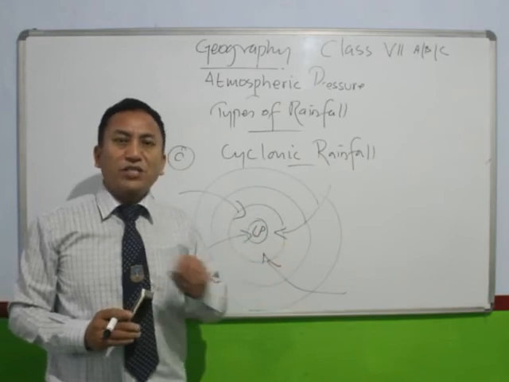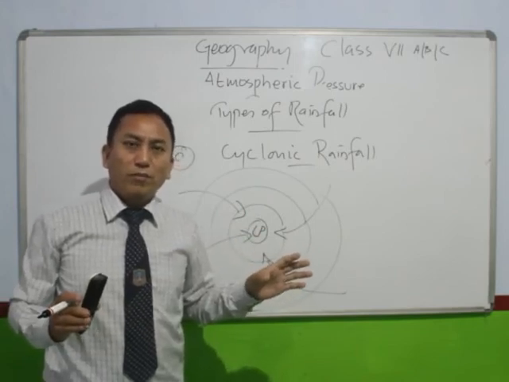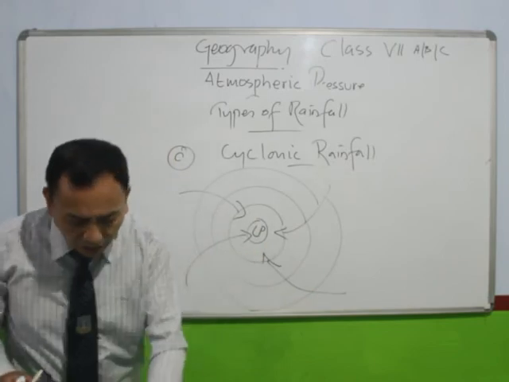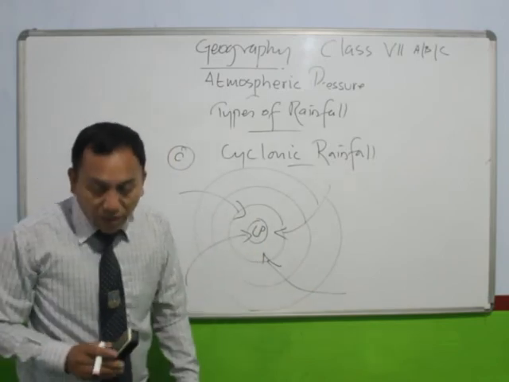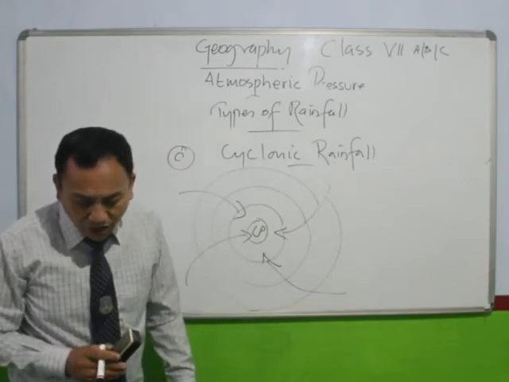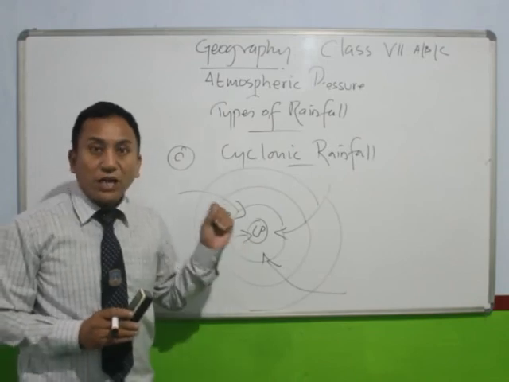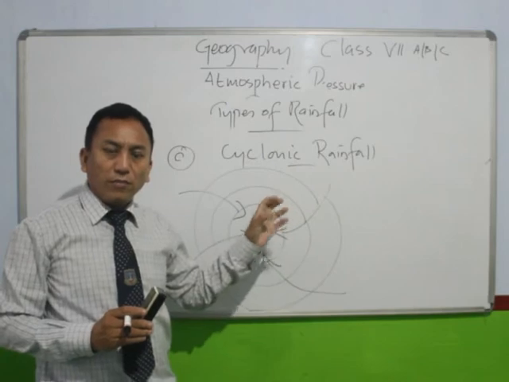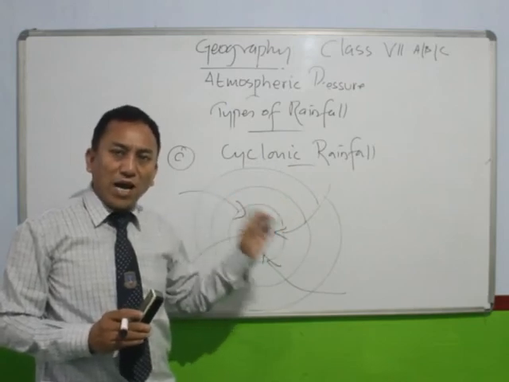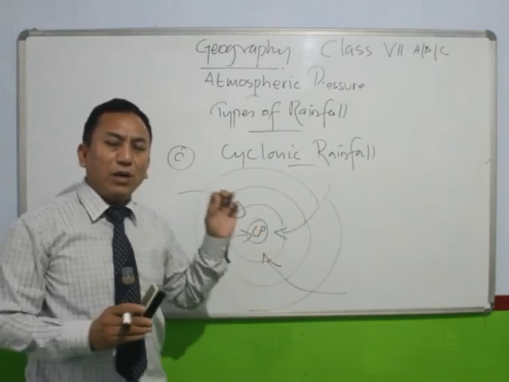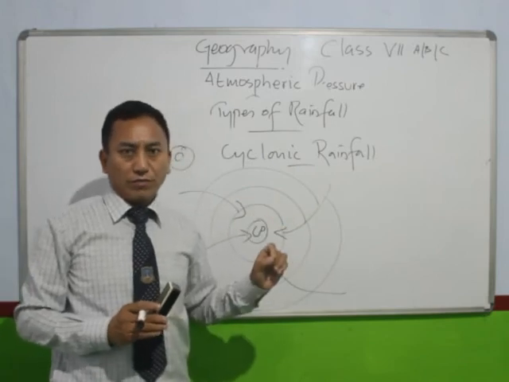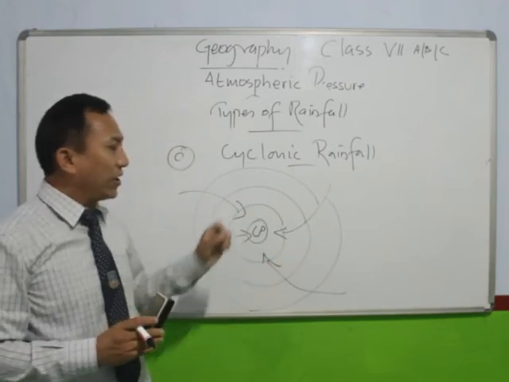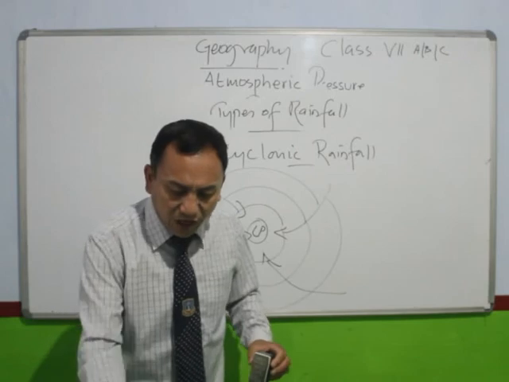In the temperate regions, the rainfall is comparatively less as compared to the tropical regions. The rainfall lasts longer in the temperate regions. The temperate regions have a lot of rainfall, but not heavy rainfall. Milder rainfall compared to the tropical region, but it lasts for a longer duration. So this is the third type of rainfall, that is the cyclonic rainfall.